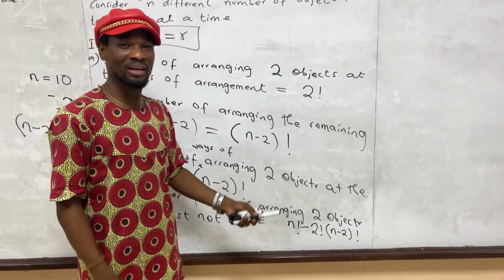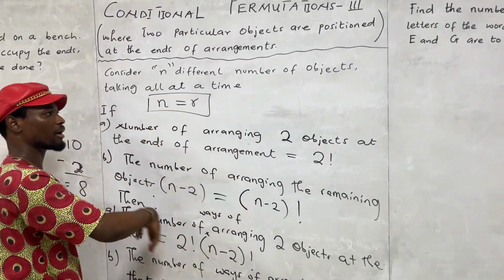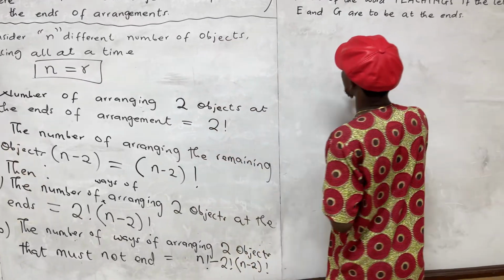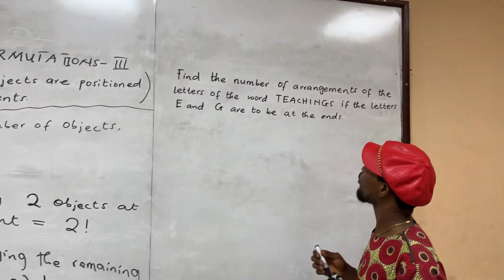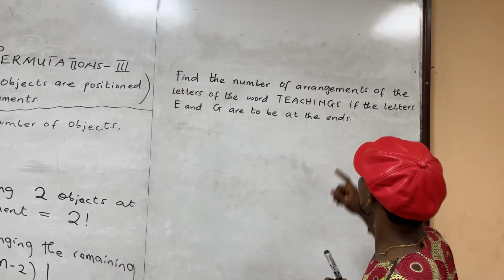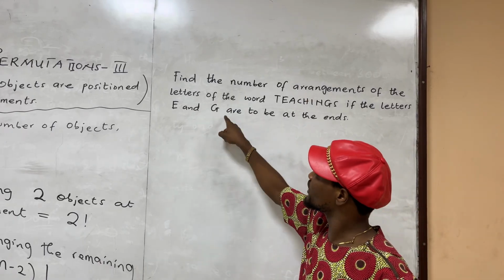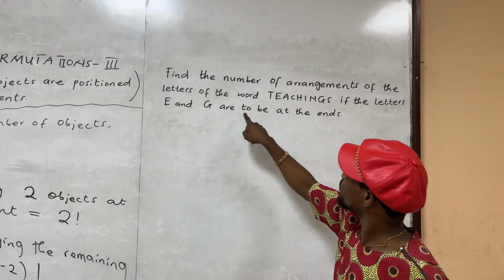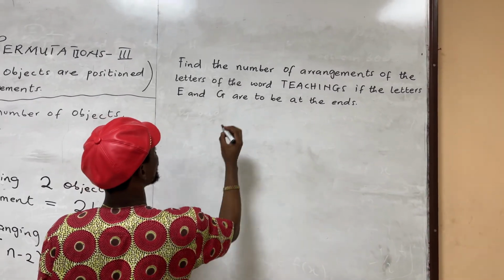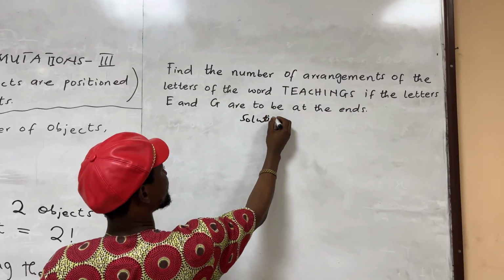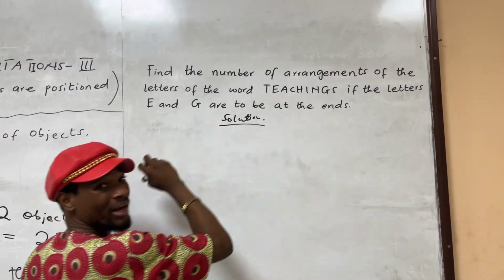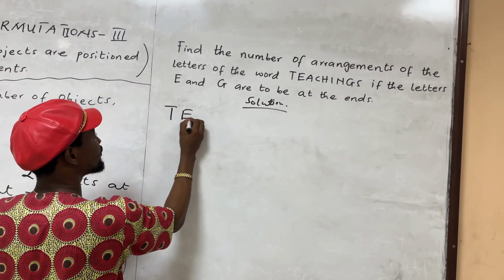Viewers, I don't expect you to memorize this, okay? Let's start from how I began the whole business. Let us appreciate the question. So here, find the number of arrangements of the letters of the word teaching, if the letters E and J are to be at the ends. This is very simple. So what we will do is you look out for the total number of letters in this word teaching.